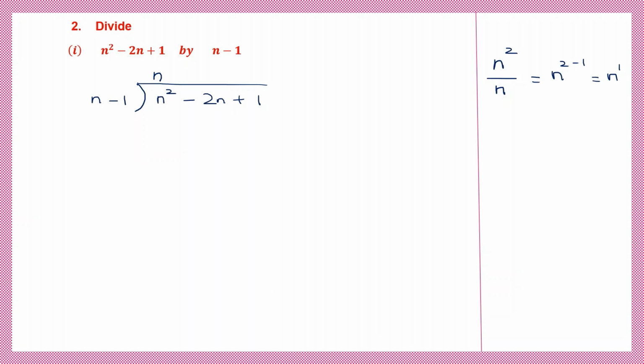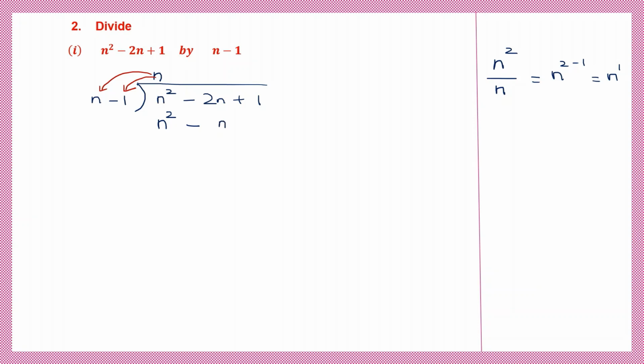So I have n into n. So what am I doing here? I'm multiplying these two. n into n is n to the power of 2. We are doing multiplication, so we are adding the powers, n to the power of 1 plus 1. So I've got this. Now I'm going to multiply this with this. So n into minus 1 will be minus, the sign will be minus, and n. 1 into n is simply n.